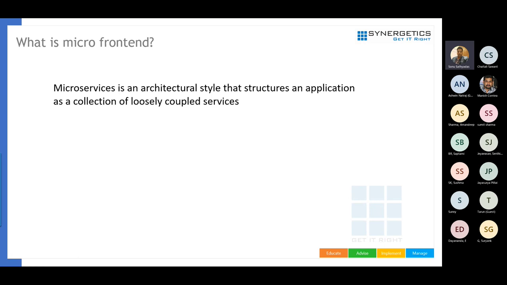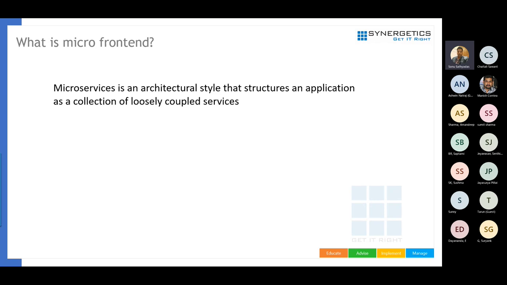So micro frontend is a pattern that we can use to build the frontend application using the same microservices pattern. The microservices pattern is used for the backend. The same pattern or same approach we can use for building the frontend technologies as well. As we have discussed, microservices is an architectural style that structures the application as a collection of loosely coupled services. The same pattern we can implement for our frontend.